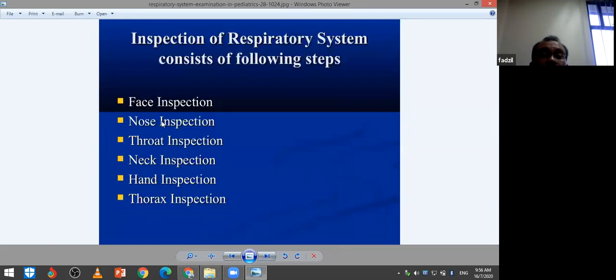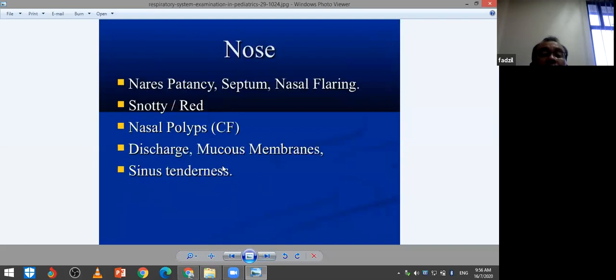The inspection covers face, nose, throat, neck, hand, and thorax. You look from up to down. Nose, then go down. And then for the nose: patency, septum, nasal flaring, very important this one. This one not so much. It is not easy to do in a 3 year old, I can tell you. In adults, probably you can do it, but not in children.